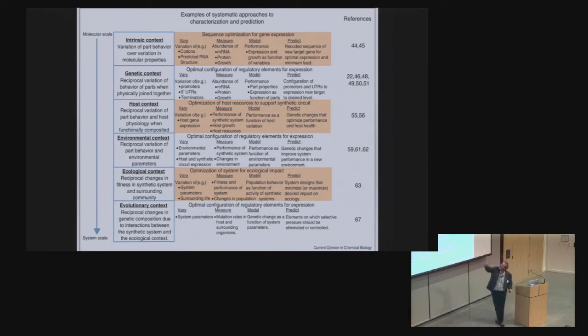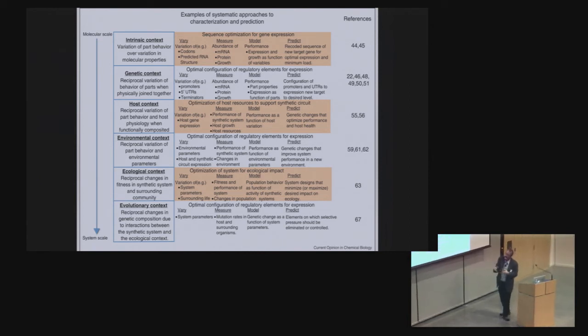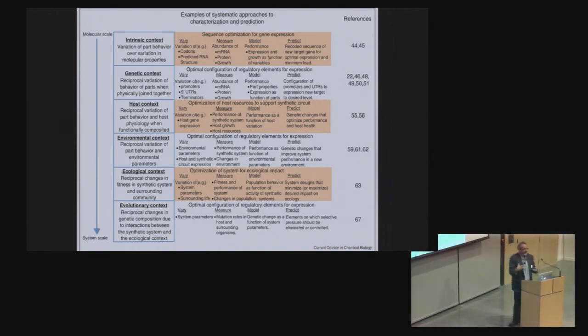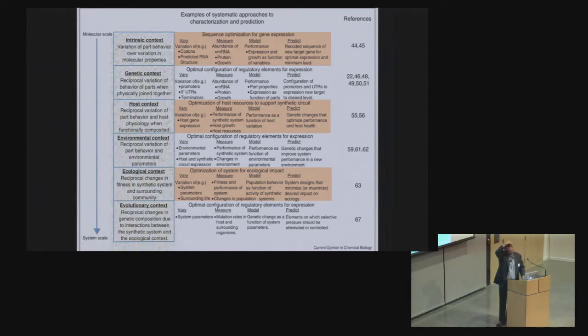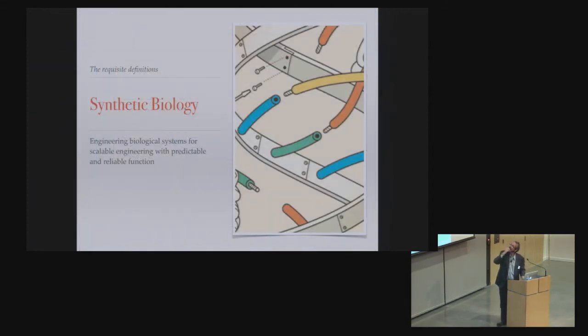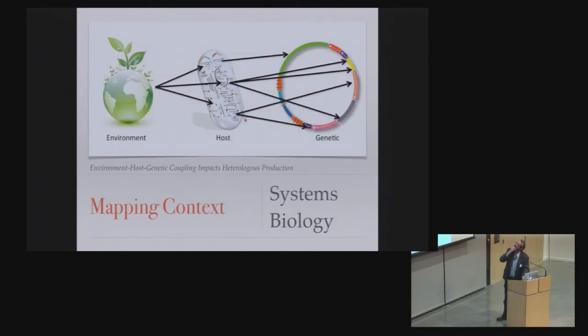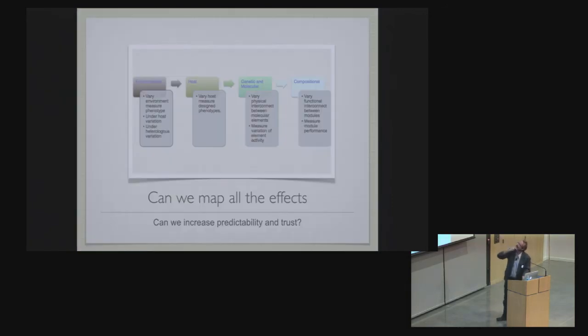But the thing to take away is that in each case, we're going to work over a set of controlled variation in a design of experiments. We're going to make a model of how that context affects things. Then we're going to predict what happens next, and we're going to try to capture the uncertainty along the way. So that's where we get to synthetic biology, in my opinion. So here we go: environment, host, genetic. Let's go through quickly. Let's take the environment first.